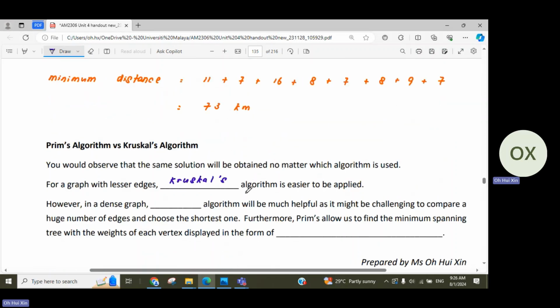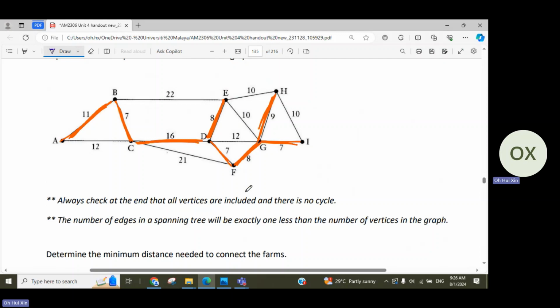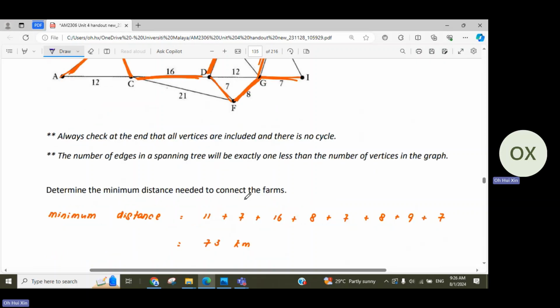But in a dense graph, try to imagine you have 100 vertices. Then you will be having a lot of edges as well. If you have, say, 200 edges, and you want to look at all 200 edges to find the shortest and the next shortest and the next shortest, it will be very difficult.